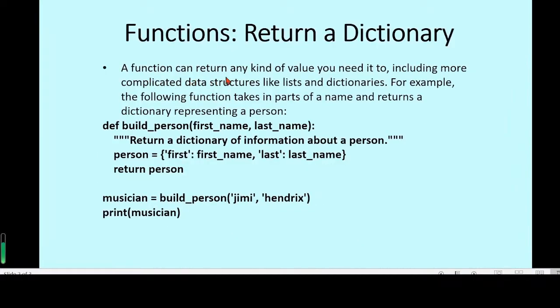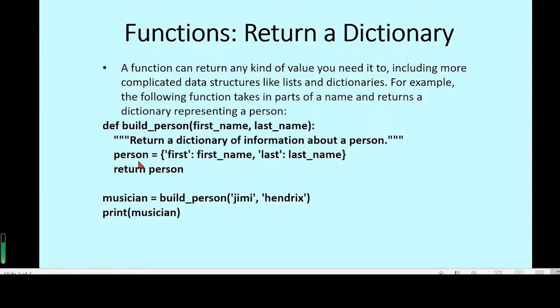A function can return any kind of value you need it to, including more complicated data structures like lists and dictionaries. For example, the following function takes in parts of a name and returns a dictionary representing a person. We define a function called build_person. The parameters are first name and last name.